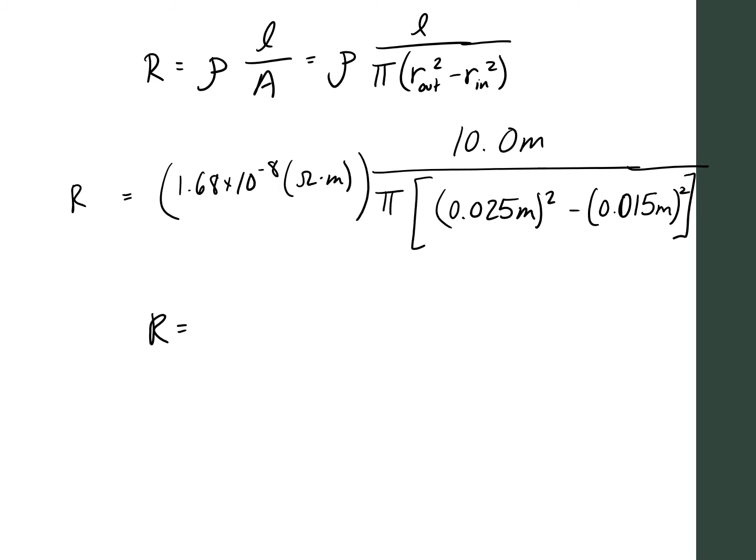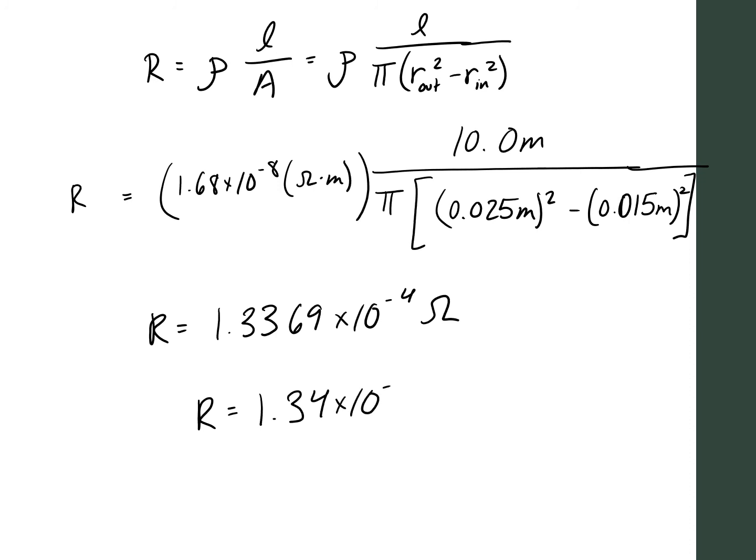When I took this and plugged it into my calculator, the resistance that I got was 1.3369 times 10 to the negative 4 ohms. Or again, if I want to convert this to the correct number of sig figs, 1.34 times 10 to the negative 4 ohms.